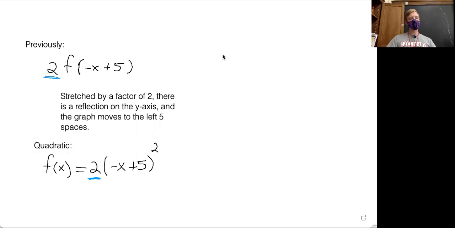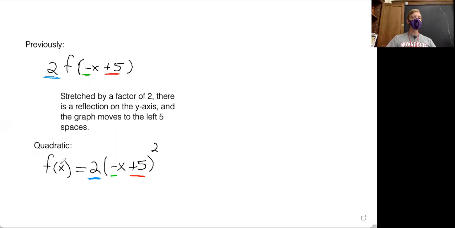Similarly, inside the parentheses up here, I have a minus sign, and inside the parentheses down here, I also have a minus sign. Those both represent a reflection across the y-axis. And lastly, if I have a plus 5 inside the parentheses right here, and a plus 5 inside the parentheses right here, those both represent the graph moving to the left 5 spaces.